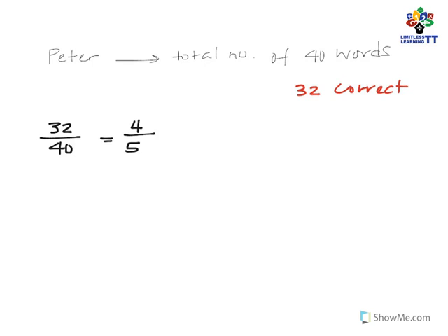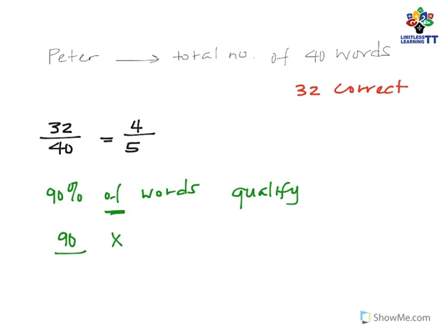Second part says that Peter has to spell 90% of the words to qualify for a prize. And again, keyword here, of by itself. Of means to multiply. 90, and the word percent means divided by 100. So 90% is the same thing as 90 divided by 100. And the total number of words we have is 40, so 40 over 1. And that's going to give us how many he needs to qualify.